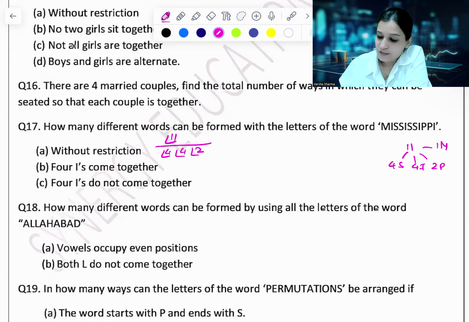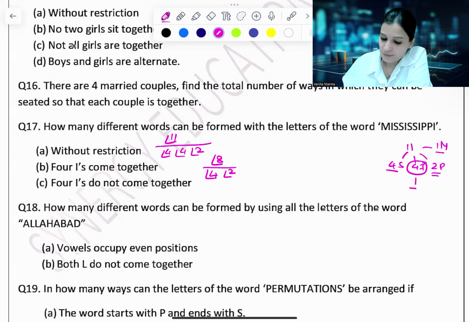The 4 I's come together. So these 4 I's form a bundle. So 4, 5, 6, 7, 8 people. So 8 factorial. In those 8, there are 4 S and 2 P. 4 I's do not come together: A minus B, total minus together.